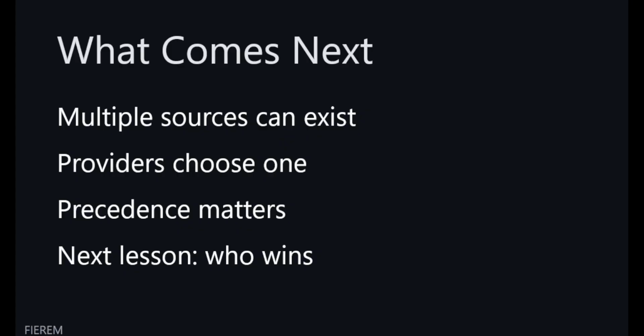Next, we connect this to precedence. Because when multiple identity sources exist at the same time, the provider will pick one, and it may not pick the one you intended. That is where most authentication bugs come from. Not missing credentials, competing credentials. That is the 5 ways. Now we learn the order they win.